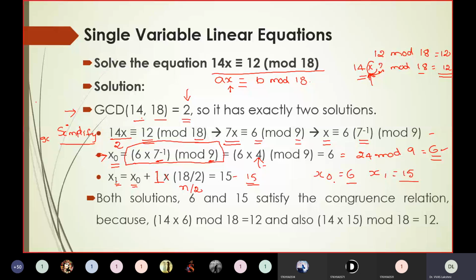So both of these numbers, whenever you multiply with 14 and then perform the mod operation, we will get 12. Here the possible values for x are 2. One is 6 and one is 15. If any doubt, you can check it once. So what is the formula here? 14 into x value mod 18. ఎంత వస్తుందో క్యాలిక్యులేట్ చేయండి అమ్మా. Then 14 into another possible solution 15 mod 18. So what result will you get?